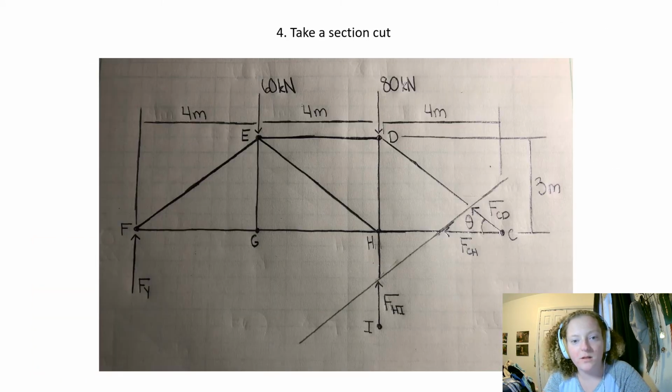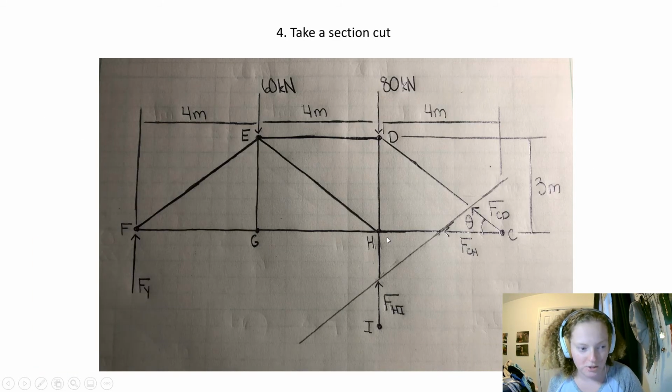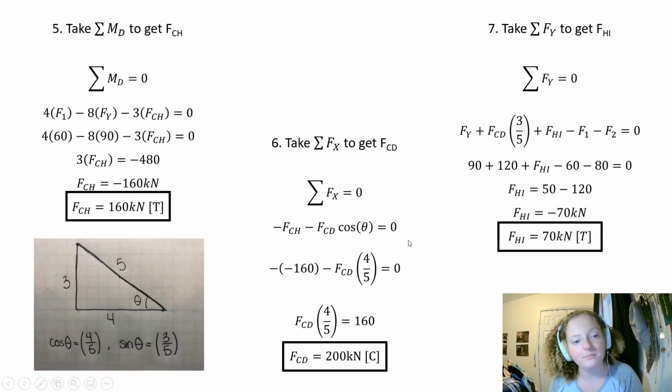If we're taking the moments about point D, 4F1 minus 8Fy minus 3FCH. If we put our values in, we get negative 160 kilonewtons, which means that CH is going to be under tension because we drew it in compression. So we got 160 kilonewtons in tension.